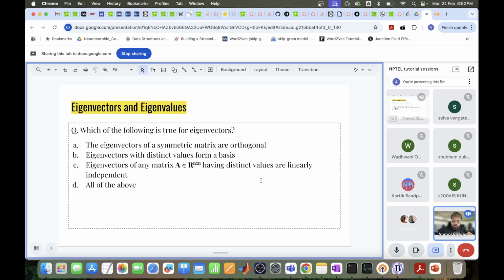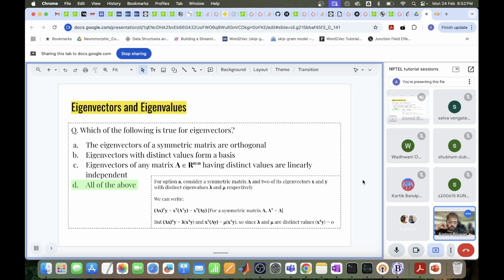Okay? So we will see the proof for A, and we will see the proof for C. And like I have explained, if C is true, then B follows from it, right? So B is basically a corollary of C. So start with option A.